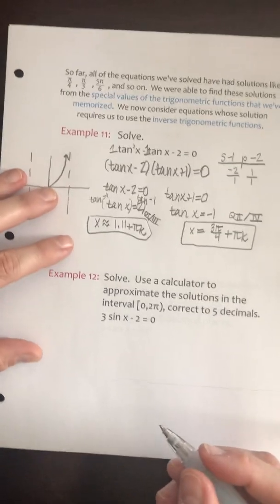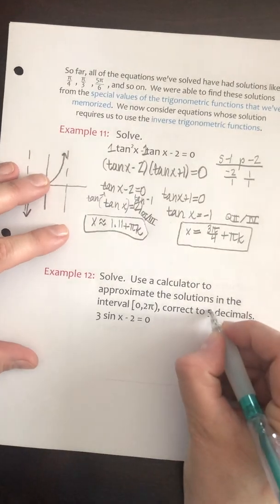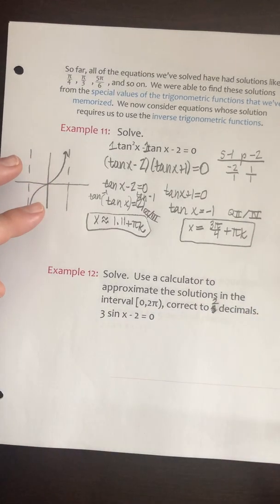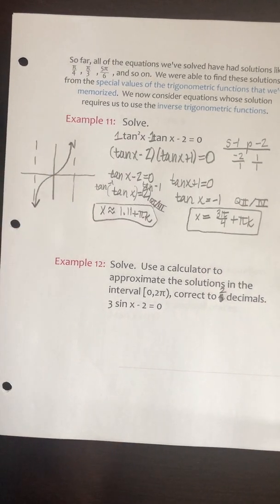All right, number 12. I don't know why this is a 5. Let's make that a 2. We don't ever really do it to 5 digits behind the decimal point. Okay, I'm talking to myself, sorry.